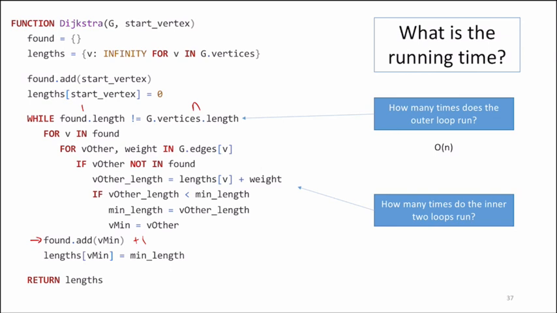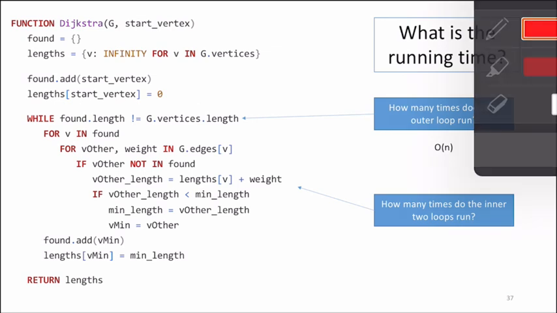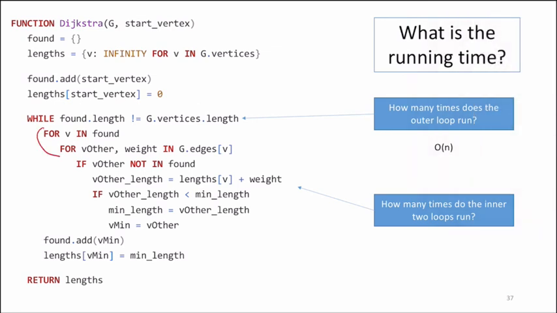All right, well, how about the inner two loops? Like we've done in the past, we're going to basically look at both of these loops together. So one of them loops over vertices, another one loops over edges. How many times do the inner two loops run combined?